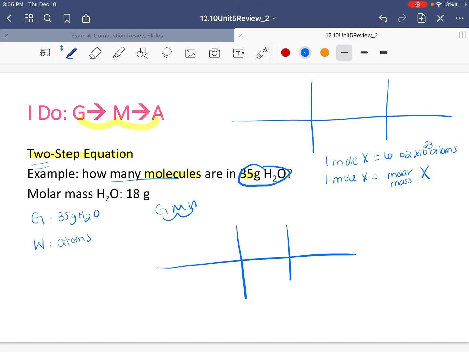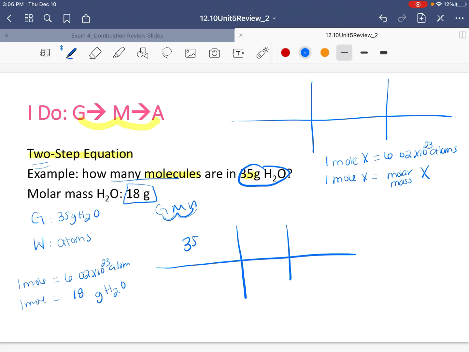For two-step equations, that means you have two conversion factors: from grams to moles and moles to atoms. The first one that is super easy is moles to atoms because it's always 6.02 times 10 to the 23 atoms. The second one is 1 mole, and I'm going to have to put grams of water. Again, where do I find this number? I go to the periodic table. For this one, I just provided it due to time. So when I add it all up, I add 1 oxygen and 2 hydrogen, 16, 17, 18. I get 18 grams.